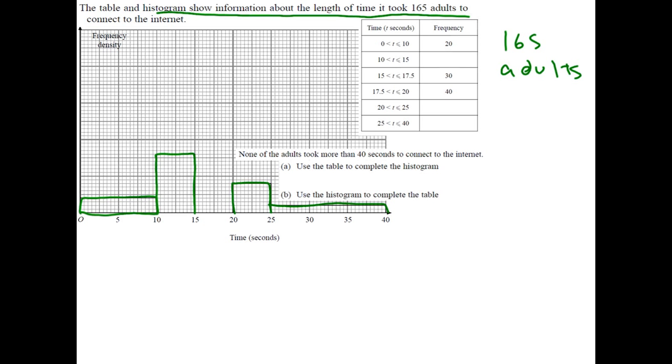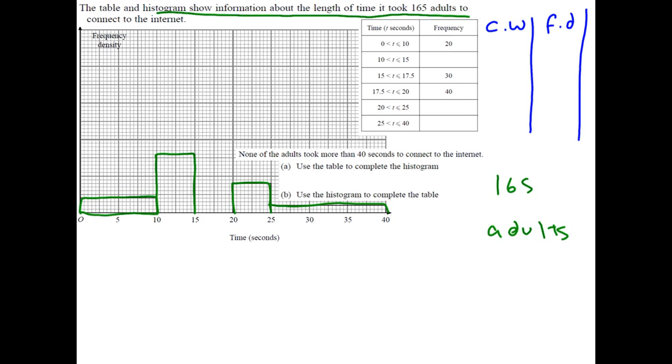Okay, so we've got the table again, but this time we need to draw on class width. There's not really much room there, so let's go over here. Class width and frequency density. And remember that class width times frequency density gives you the frequency. So the class width for the first one from 0 to 10 is going to be 10. From 10 to 15 is 5. From 15 to 17.5 is 2.5. From 17.5 to 20 is 2.5. From 20 to 25 is 5. 25 to 40 is 15.